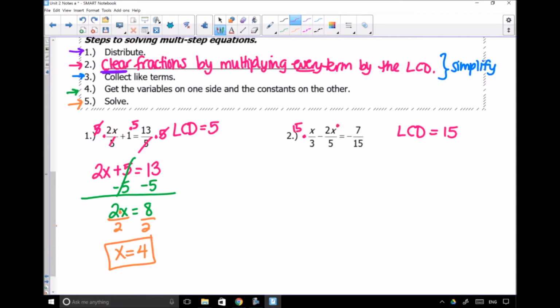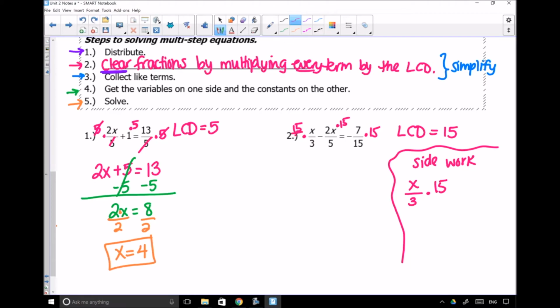So I'm going to write times 15 times 15 times 15. Now here's where things get a little bit tricky. We're going to do our side work right here before we write our new equation. The first term that I have here is x over 3. So I'm going to take x over 3 and multiply it by 15.